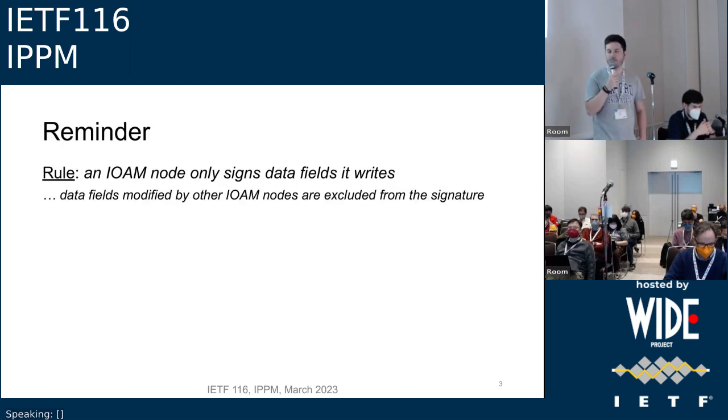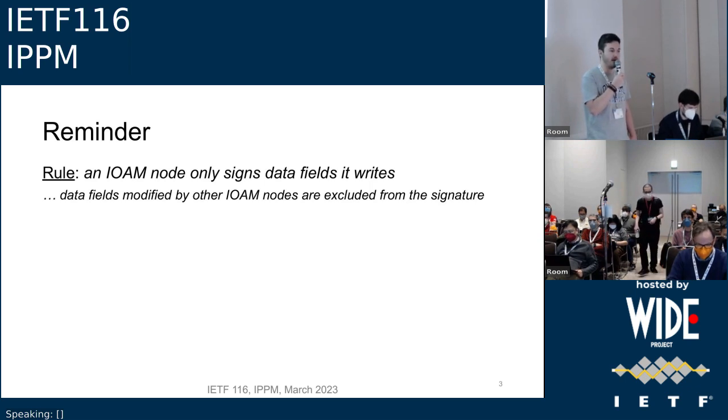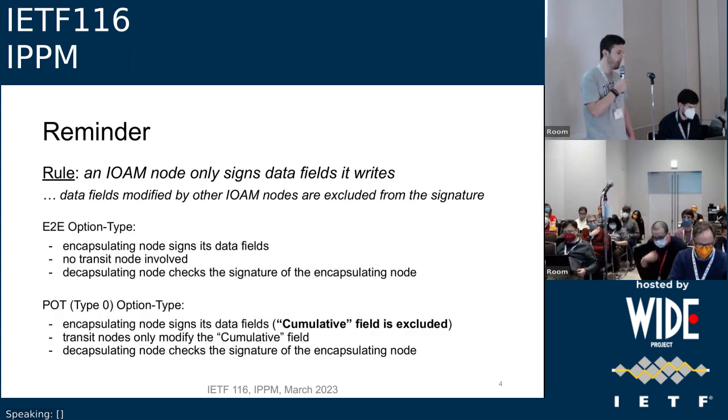So let's have a summary of the draft to have something different from previous presentations. You can consider the following rule to know how it works. An IOAM node would only sign data fields it writes, and data fields modified by other IOAM nodes are excluded from the signature, obviously. Next slide.